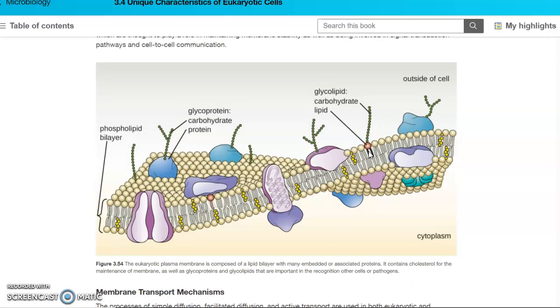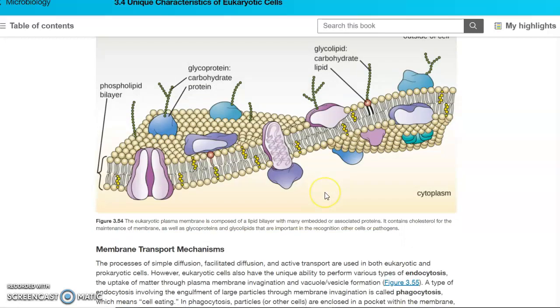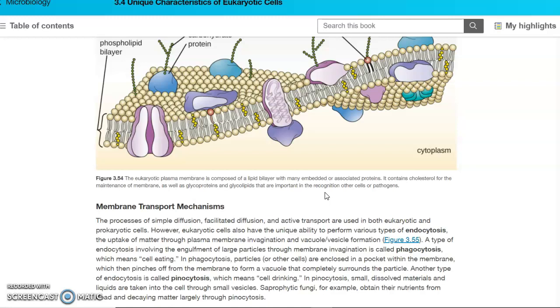Now, again, taking another look at our plasma membrane, we do see that phospholipid bilayer with the associated proteins and glycoproteins, carbohydrates, glycolipids. So the overall structure is going to be very similar between prokaryotic cell membranes and eukaryotic cell membranes. The membrane transport processes are also very similar. We have simple diffusion, facilitated diffusion, and active transport that occur in both prokaryotes and eukaryotes.